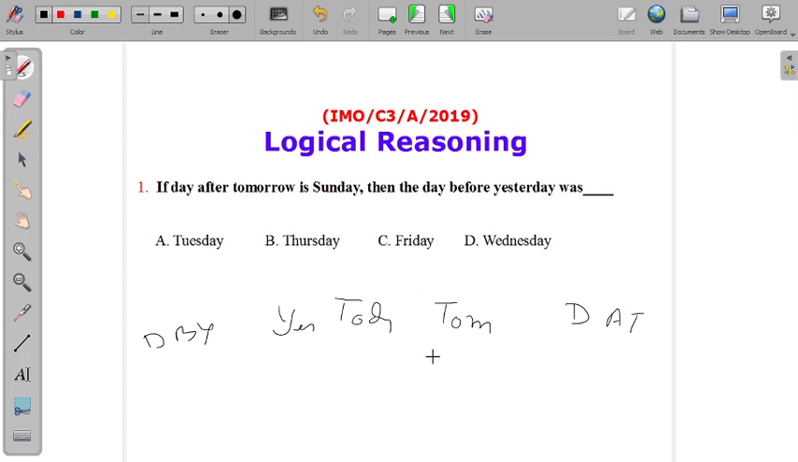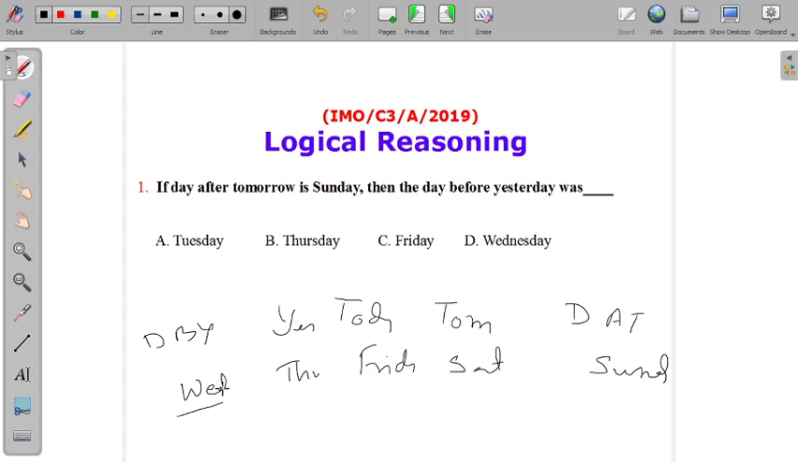Now, in the question, what is given? Day after tomorrow is Sunday. So what will be tomorrow? Just one day before Sunday, that is Saturday. So what is today? Today is one day before Saturday, that is Friday. Then yesterday was one day before Friday, that is Thursday. And then day before yesterday will be one day before Thursday, that is Wednesday.